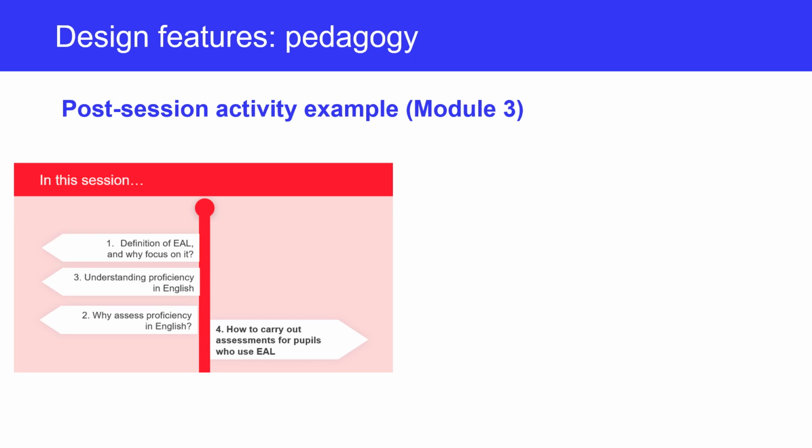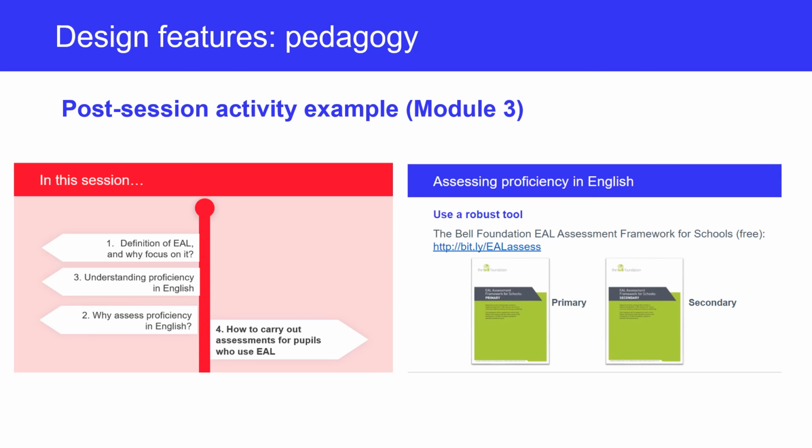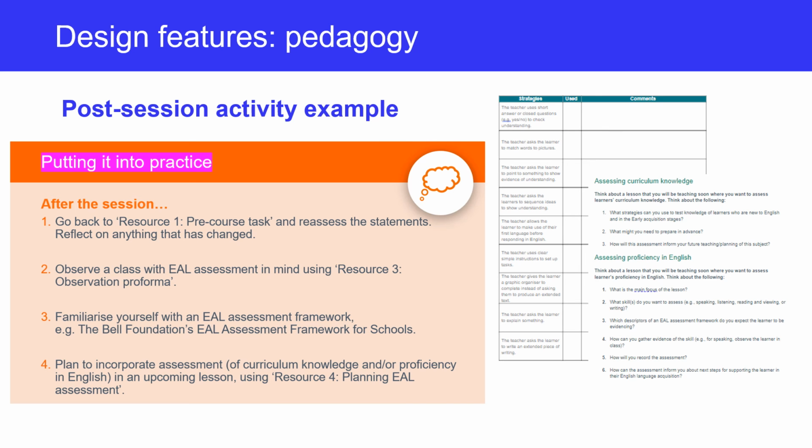Here's an example of a post-session activity from Module 3, Stage 4, on how to carry out assessments for pupils who use EAL, and it suggests further reading on an EAL assessment framework. The framework provides a tool for assessing English language proficiency, along with support strategies to use with learners at different levels of English proficiency. The example here is the task that suggests ways in which student teachers can put into practice then what they have learned from the course after the session using course materials and resources.